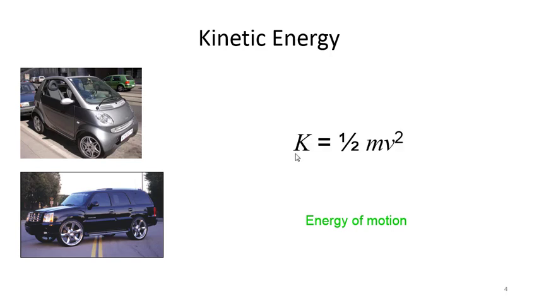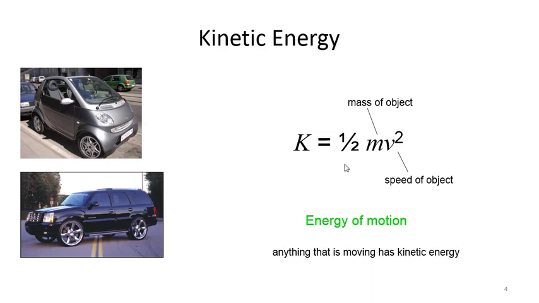Our formula to calculate the kinetic energy of an object is simply K. So K is the variable that we're going to use to represent kinetic energy. K is equal to 1/2 mv squared, where m is the mass of our object and v is the speed of our object. So this is why I say anything that is moving has kinetic energy. How much kinetic energy does it have? 1/2 times the mass times the speed squared. And this equation, we're going to be using this all the time.